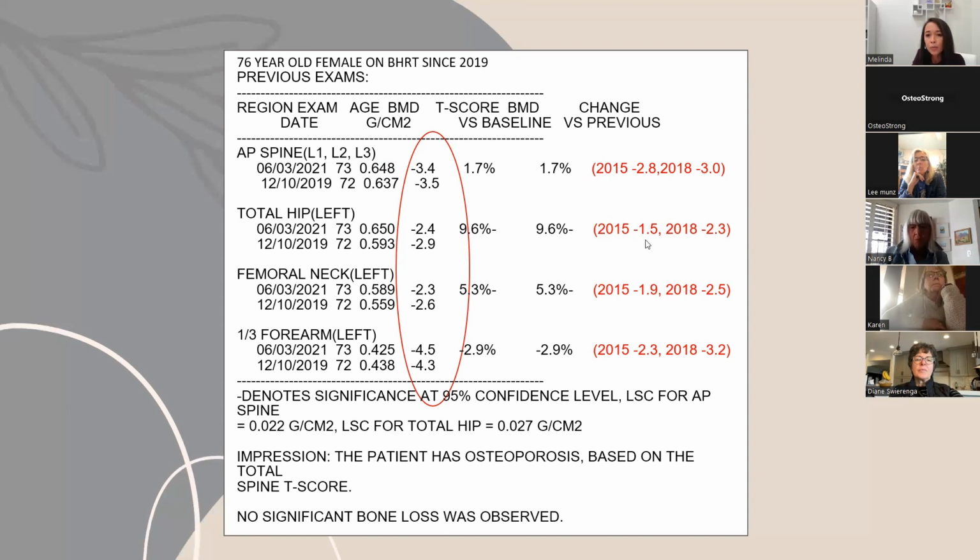And then again, you see here, she was getting worse, getting worse, getting worse, started the hormones. And then you see the improvement here in 2021. And then as well in the femoral neck, all of these are getting worse, but improved after starting hormone therapy. And then this in her forearm, she isn't improving in her forearm. She is still having some bone loss. But the change from negative 4.3 to negative 4.5 is not considered significant. It's a small change. And so they're saying no significant bone loss was observed here, but definitely some improvement in the other areas.